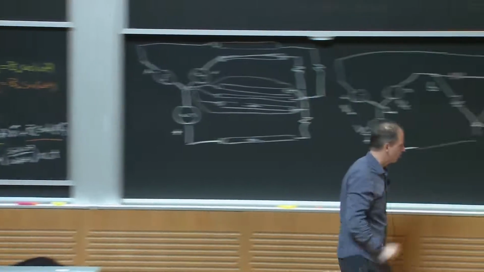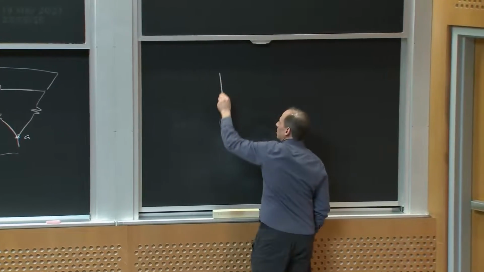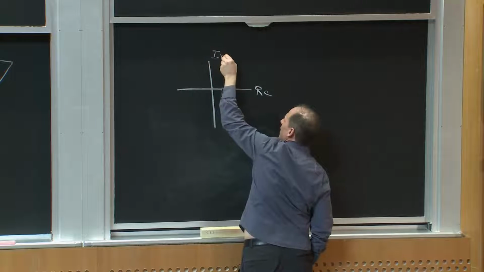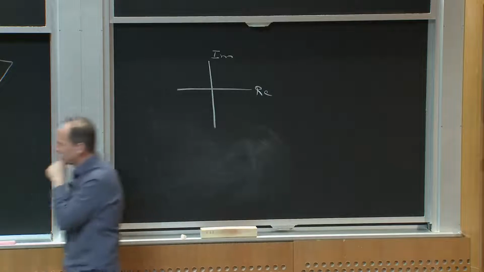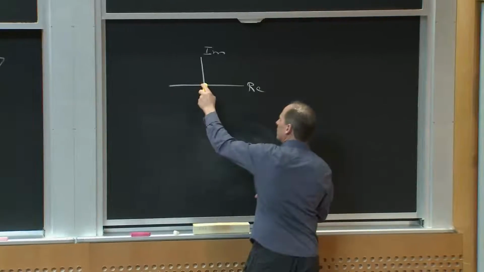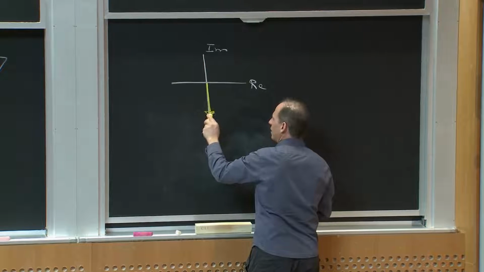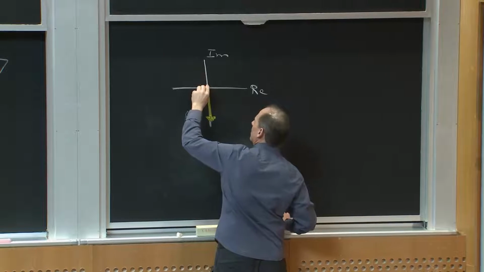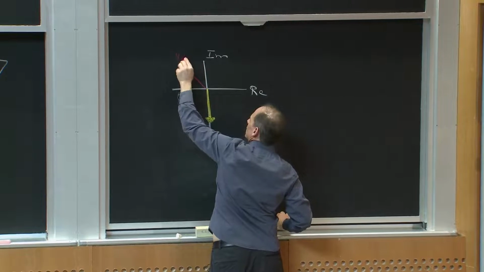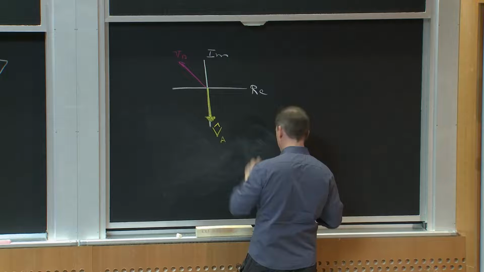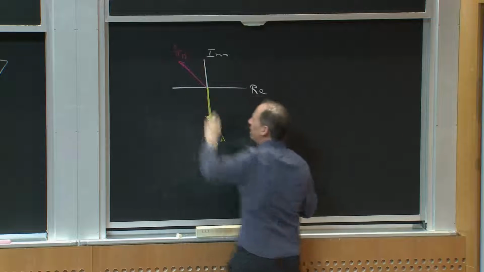Okay, so here's my complex plane. I'm just going to draw the real and the imaginary axis. Let me keep consistent. Here's VA, and it has a phase of minus 90 degrees and a magnitude of VS. And here's VB. It also has a magnitude of VS. Be careful, this is VA hat, that's my phasor for VA. This is VB hat, right?